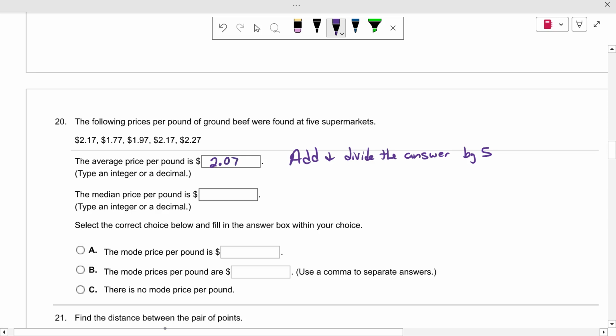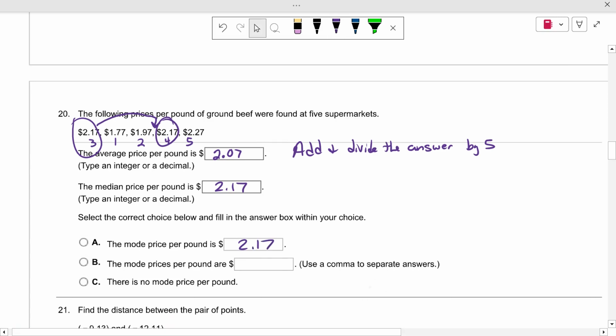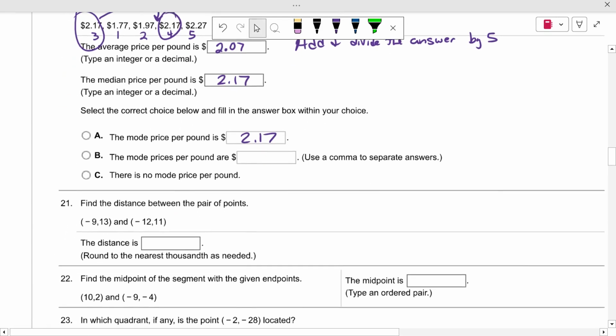So you get 207. The median is a middle number. Now this 217, if we put them in order, goes right there. So then this is the first number, this is the second number, this is the third number, this is the fourth number, this is the fifth number. Well, the median is the middle number, so that's the third number, so it's 217. The mode is the most frequently occurring number, which is 217 again, because there's only one number that repeats.